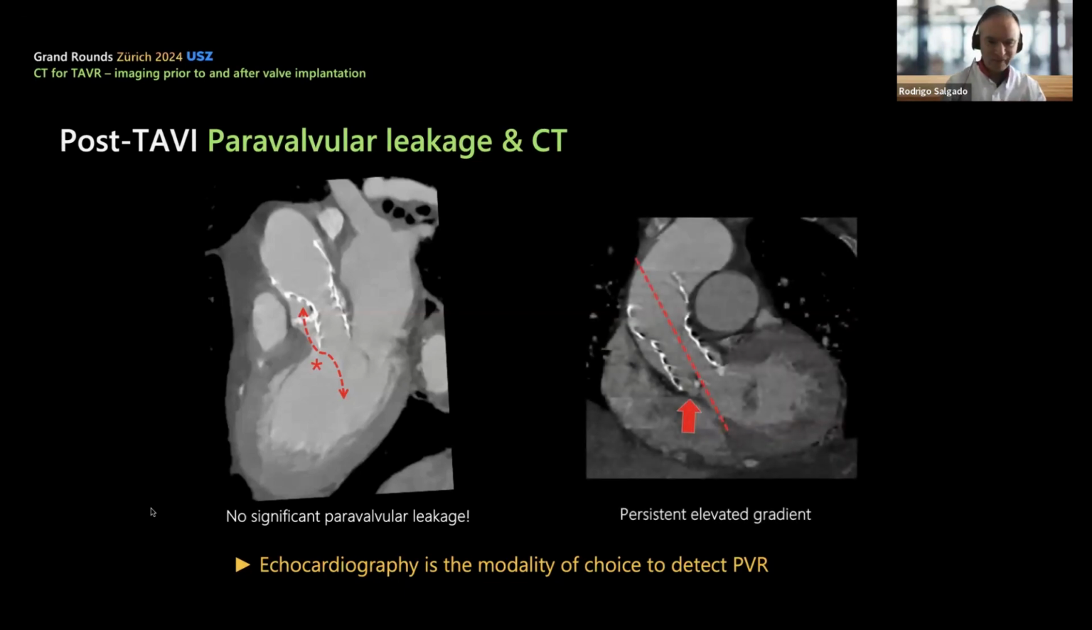We do CT sometimes when we have, for example, an abnormal ultrasound and we cannot see what is causing that abnormal gradient, like in this patient who had a persistently elevated gradient after the procedure, but you can see here that the transcatheter valve is not correctly positioned. This is, of course, not something that you can see with ultrasound, but you can see it very easily with CT. And these are the rare instances where we do CT to check for a possible reason of persistent valvular dysfunction after the procedure.